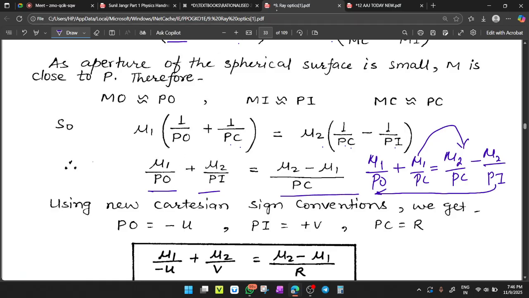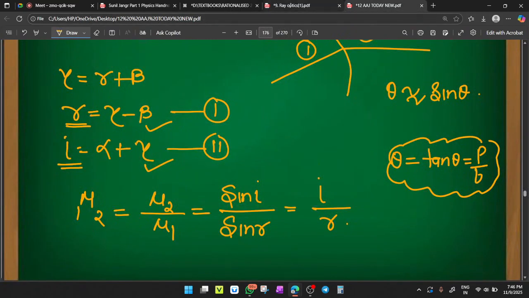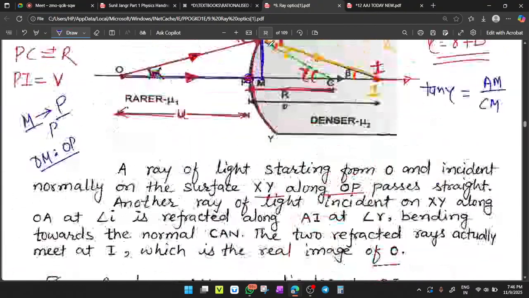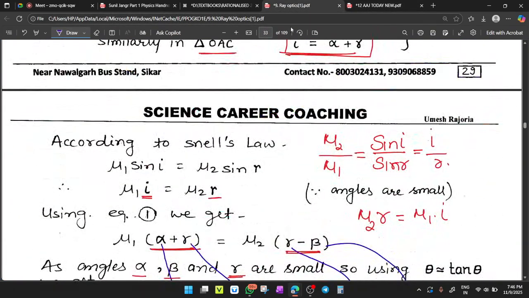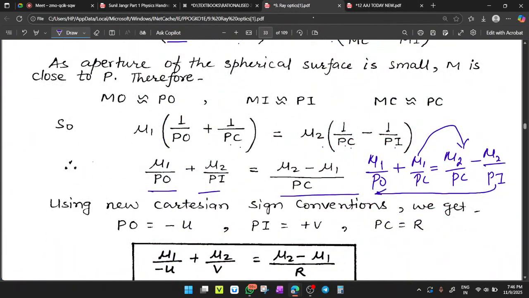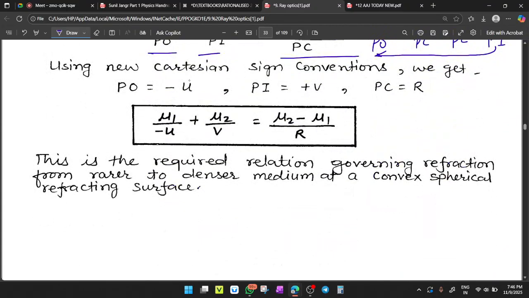PO. What is PO? In the start of the derivation, I said what is PO? PO is minus u. Yes, check here. PO equals minus u, right? This is the object distance. PC equals plus R and PI equals positive v. So put these values in the place of PO, PC and PI and we have the derivation: mu 1 upon minus u plus mu 2 upon v equals mu 2 minus mu 1 upon R.